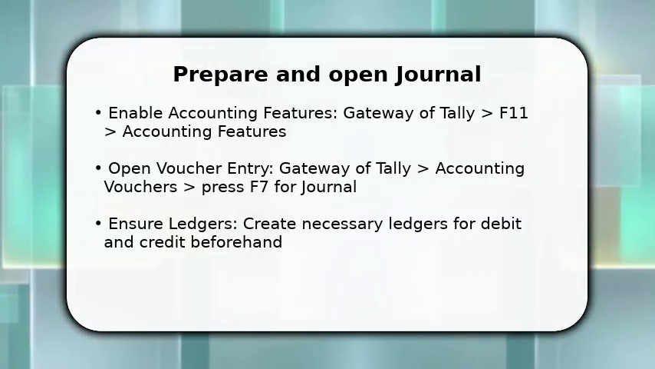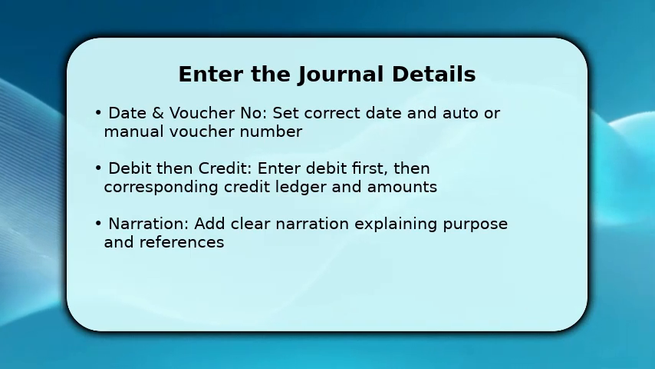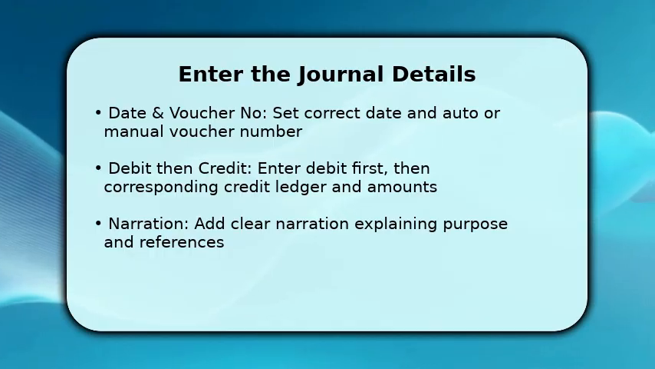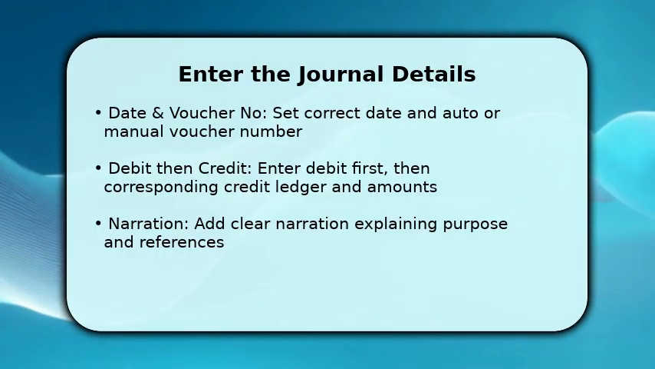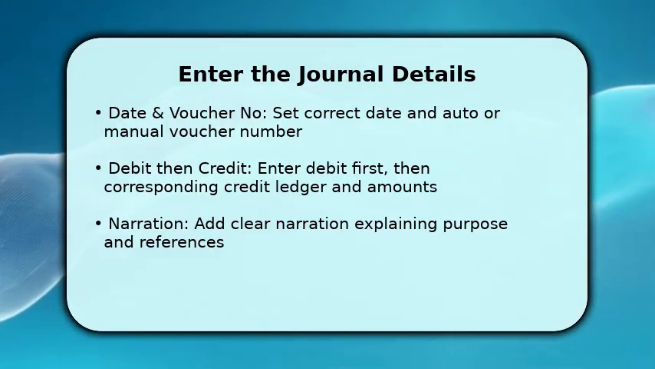You enter the date and confirm the voucher number strategy, auto or manual, so Tally sequences records correctly. Next, record the debit line first, choose the ledger, and enter the amount, then move to the credit ledger and enter the balancing amount. Use narration to describe why the entry exists, referencing invoices or adjustments. This helps later audits and reconciliations.